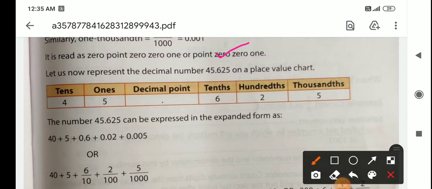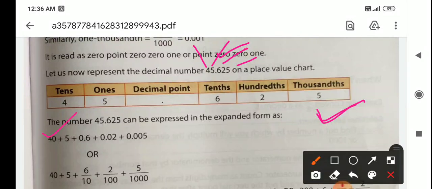45.625. How do we represent this number on this decimal box? So 4, 5. Already I told you, before the decimal point, the left side, we start from ones. So 5 ones, 4 tens, 45. Then 6 tenths, 2 hundredths, 5 thousandths. So like this we represent.